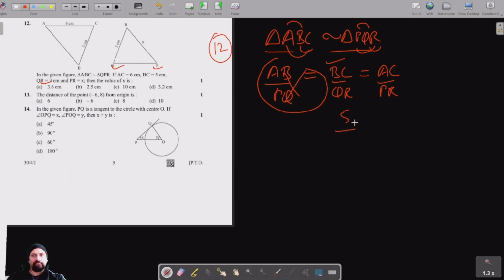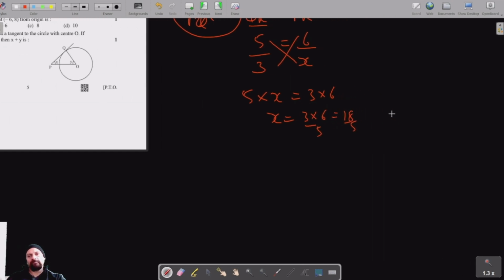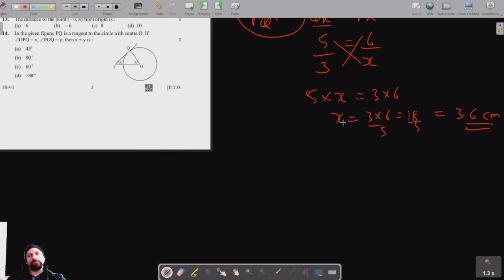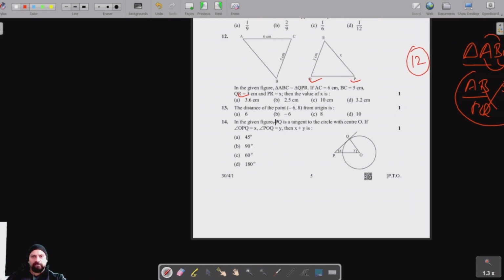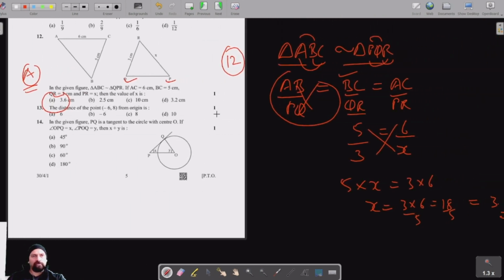BC is given, which is 5. QR is given, which is 3. AC is given, which is 6. And PR is given, which is X. So multiplying gives 5 into X is equal to 3 into 6. So X is equal to 3 into 6 by 5, which is 18 by 5, which is equal to 3.6 centimeters. So 3.6, that is option A for this. Let's move on to question number 13.